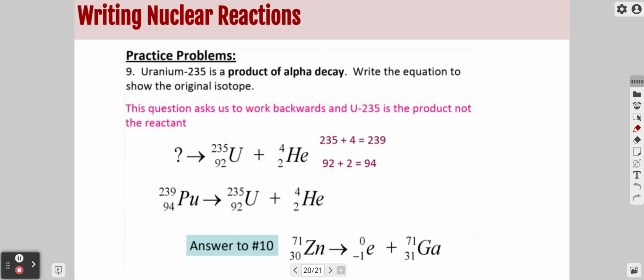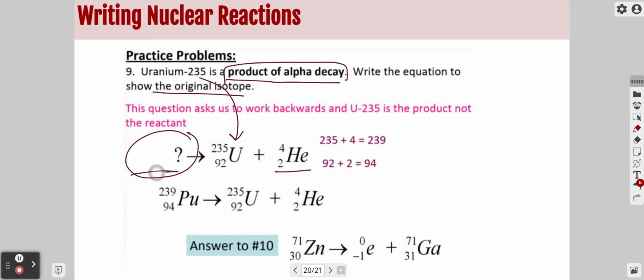All right. So this one is actually a backwards kind of question. We were doing all the other ones where we were finding the product, but this time we are asked to find the original isotope. So it says uranium-235 is a product of alpha decay. So watch these questions. It's a product of alpha decay. So there it is, written as the product. And there's the alpha particle from the alpha decay. And you want to find the original isotope over here.